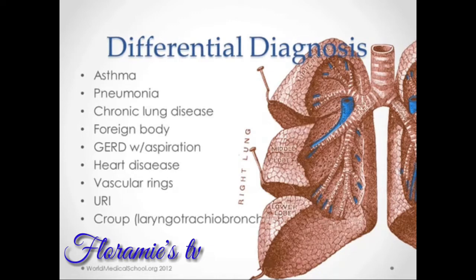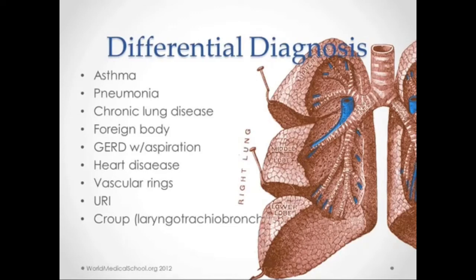Foreign bodies can cause wheezes. One big thing to look for there is asymmetry. We remember that things are more likely to go down that right bronchus, and therefore you're more likely to have a wheeze on the right side. GERD with aspiration, heart disease, I don't know how I spelled that one, can also have some lung sounds. Vascular rings, upper respiratory infection.